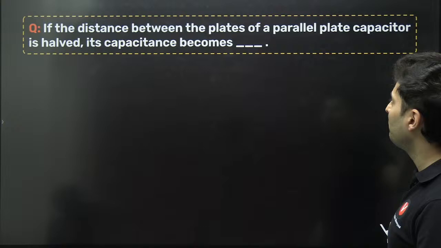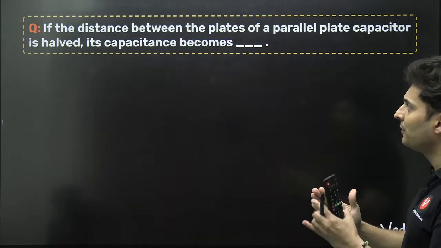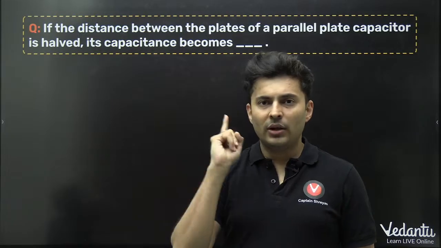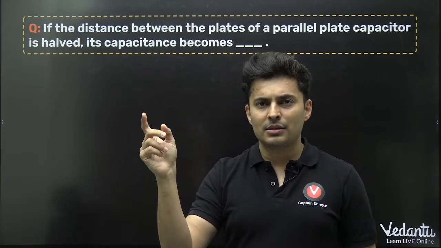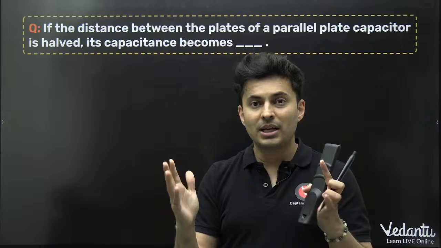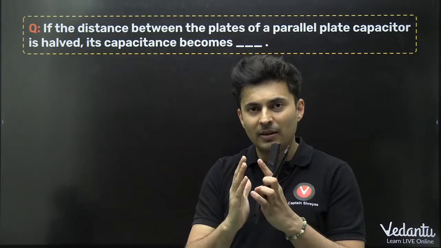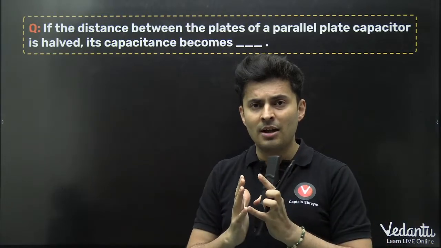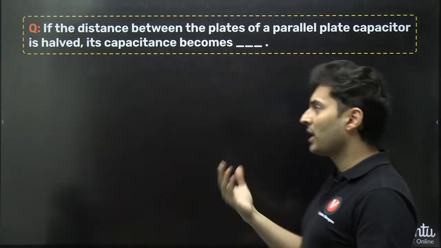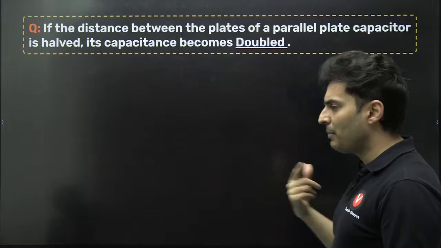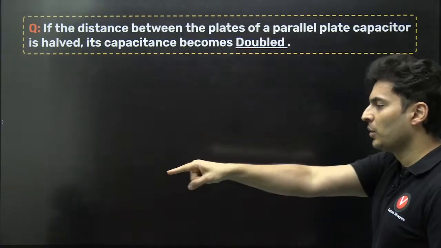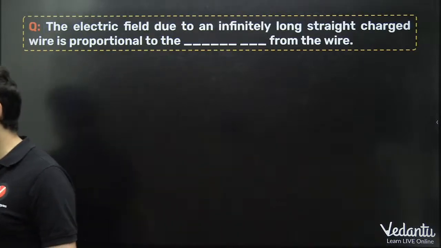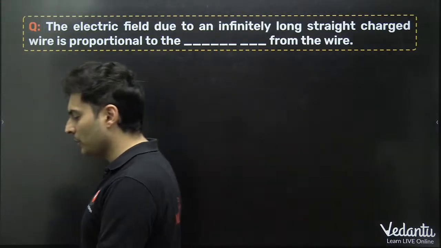If the distance between the plates of a parallel plate capacitor is halved, remember the formula: epsilon naught A by D is the capacitance. So the denominator becomes half, the denominator becomes small, and the ratio becomes huge. Denominator becomes half, the ratio becomes double. So capacitance will be doubled. Very good, guys. I can see many of you are answering it. Excellent. Next one coming up on your screen.